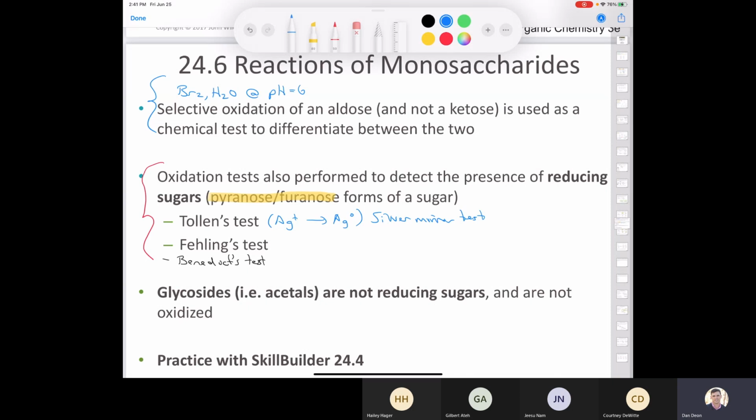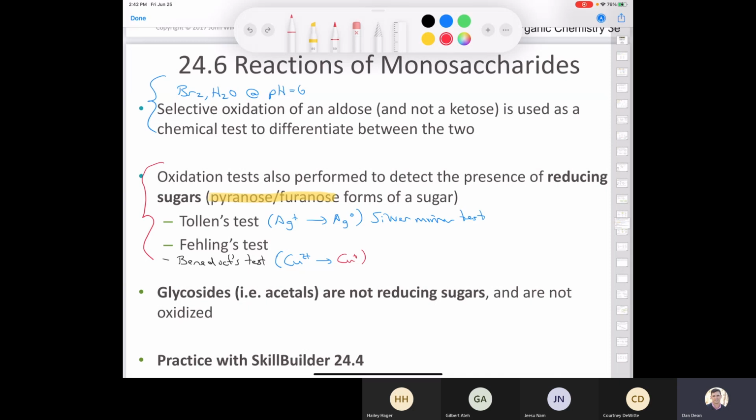The Fehling's test and the Benedict's test, what the Benedict's test does is it reduces copper 2+ ions, which are this nice blue color, to copper 1 ions, which are red in color. And the copper 1 ions also form a precipitate. And so again, if you're wondering, what the heck are these tests for? If you have a sugar that is able to do the reductions that are shown here, we can either get a silver mirror or a red precipitate, depending on the test. And that way we know that it's a reducing sugar.